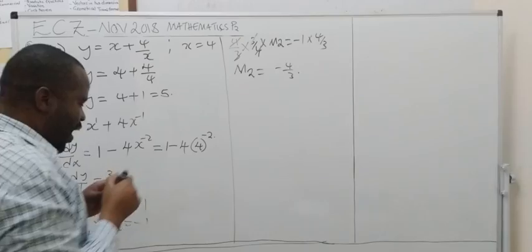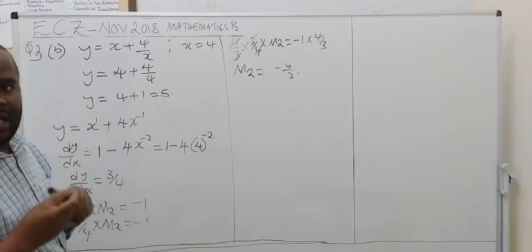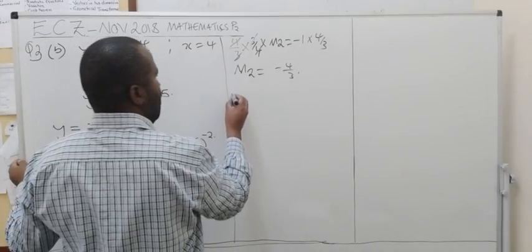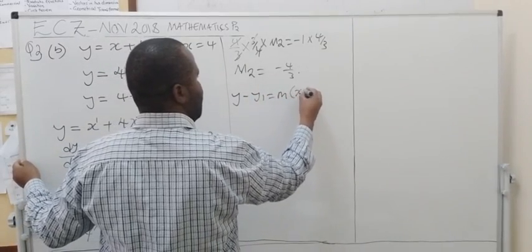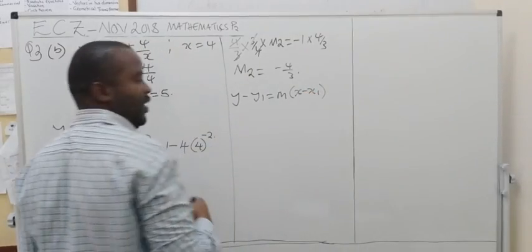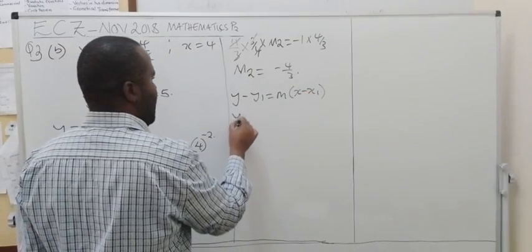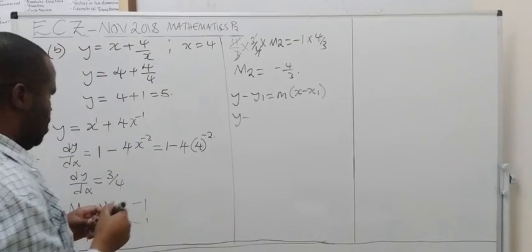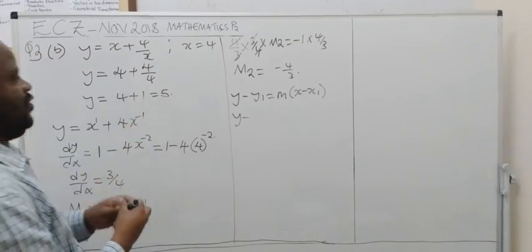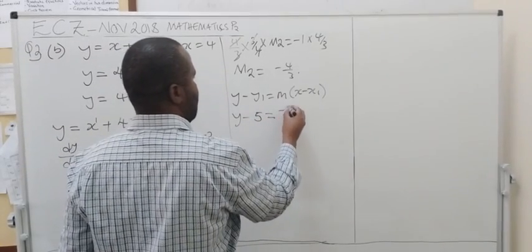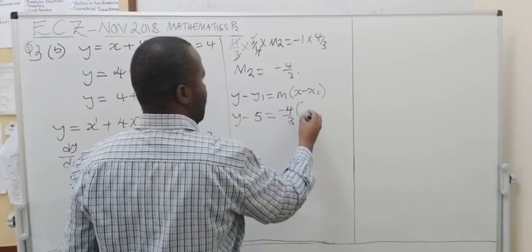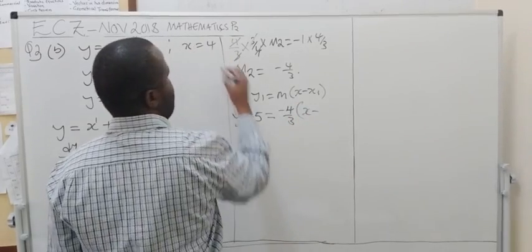So now we have the gradient. How do we get the equation of the normal? We say y minus y1 equals m, the gradient, times x minus x1. In this case, y minus, what is our y now? Our y is this value that we got here, which is 5. We have y minus 5 is equal to, our gradient is negative 4 over 3, open the bracket, x minus 4.